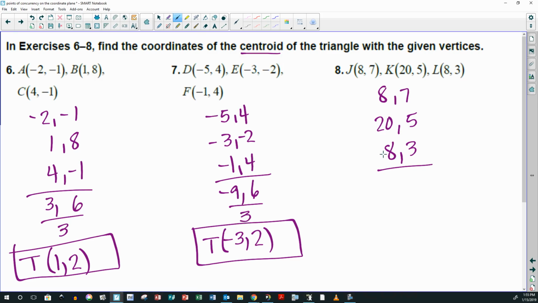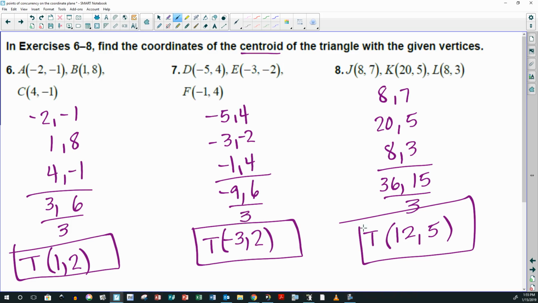Eight plus 8 is 16. 16 plus 20 is 36. 7 plus 5 is 12. 12 plus 3 is 15. Divide by 3. 12, 5. And that is how you find a centroid.